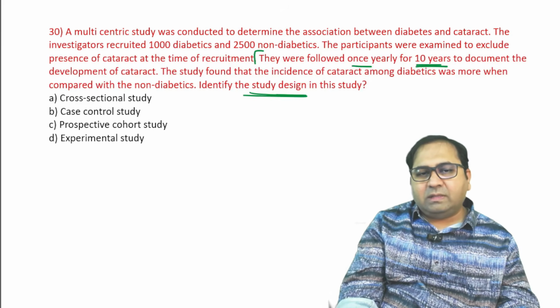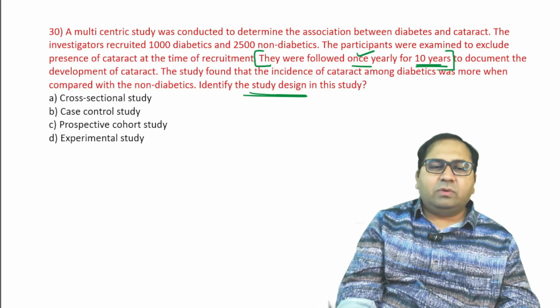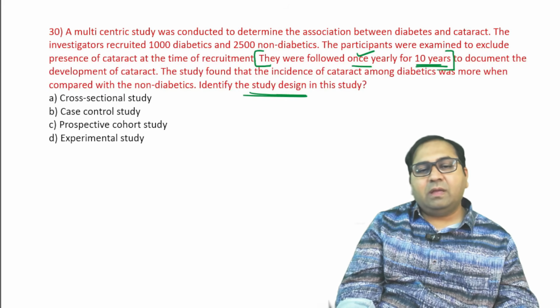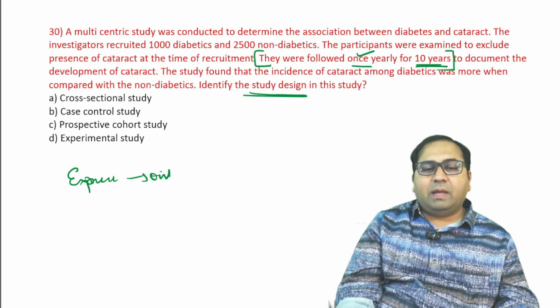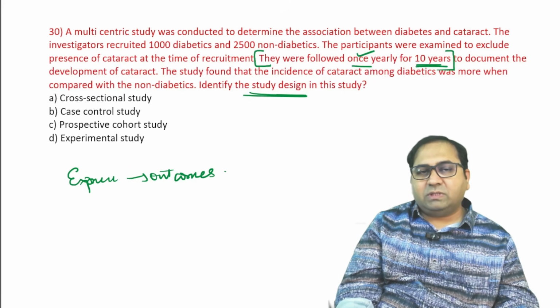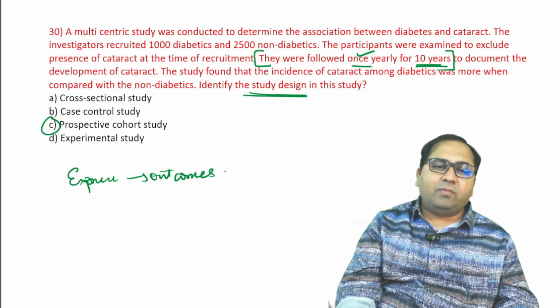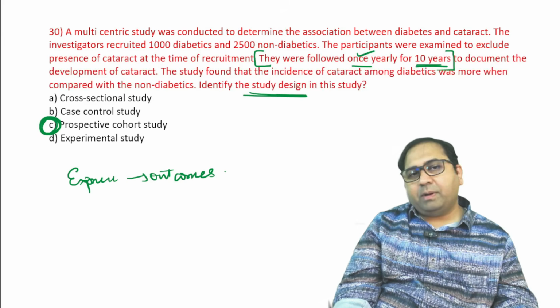What is important is that they were followed once yearly for 10 years. Okay. So they are doing what? Options are A, cross-sectional study, B, case control study, C, prospective cohort study, D is experimental study. From exposure to outcome, multiple times different varieties of questions were asked for this prospective type of cohort study. Please remember the question and also the answer.